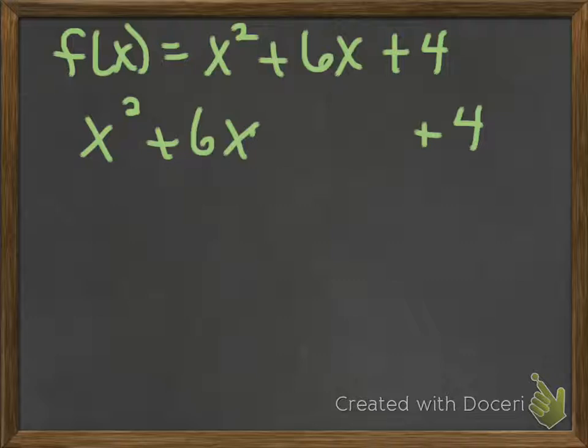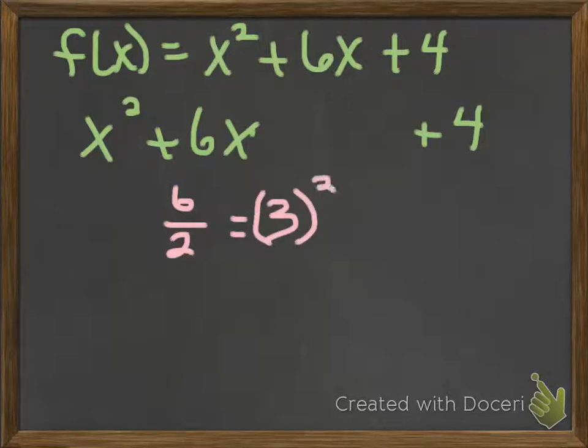So the steps that you follow when you complete the square is, first of all, you take the middle number and you divide it by 2. So that middle number, that's the coefficient in front of the x. You divide that by 2, and what I've got is 3. And then you're going to take that number and you're going to square it. That's what you are going to add so that something will factor perfectly. So 3 squared is 9. So that's what's going to go here.